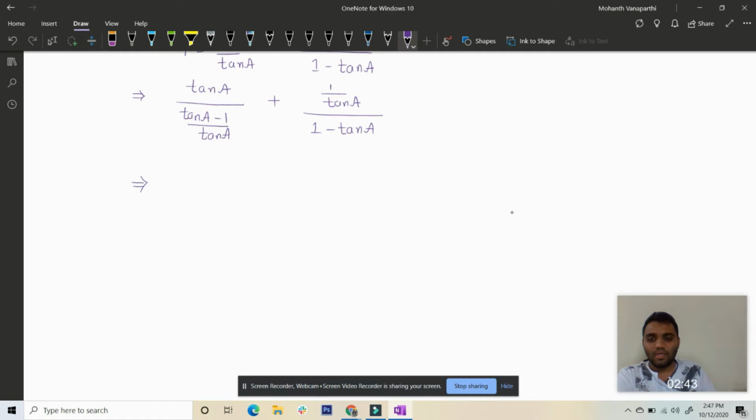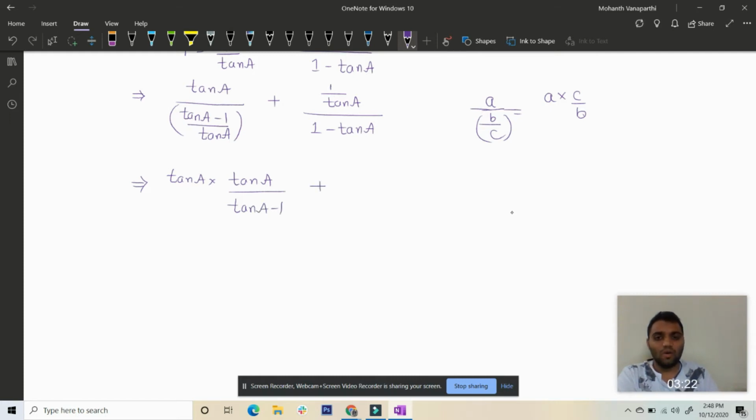Now generally in fractions, we know that when a fraction is in the type of A by B by C, A whole divided with B by C, we will write it as A into C by B. The first term looks similar to this fraction. So we will write it as tan A into tan A divided by tan A minus 1.